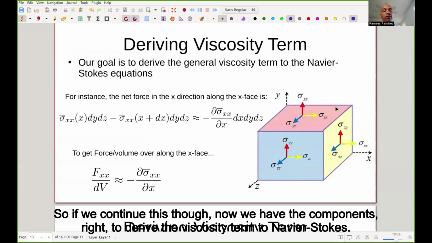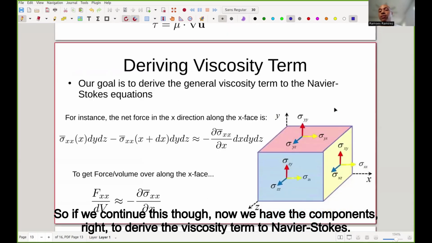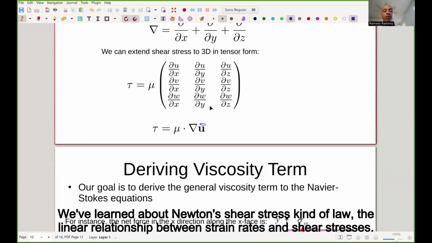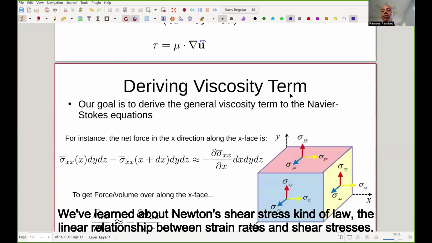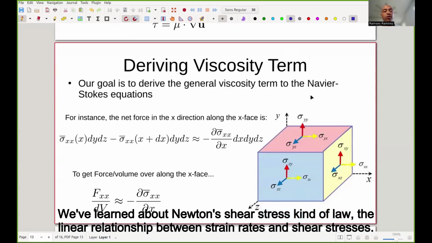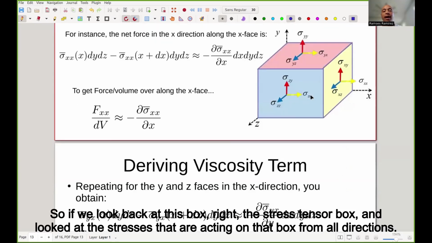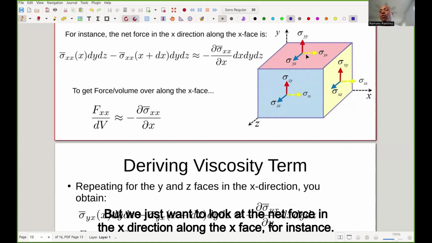So if we continue this though, now we have the components to derive the viscosity term in Navier-Stokes. We've learned about stress tensors. We've learned about Newton's shear stress law, the linear relationship between strain rates and shear stresses. And our goal is to derive the viscosity term. So if we look back at the stress tensor box, and look at the stresses acting on that box from all directions, we just want to look at the net force in the x direction along the x face, for instance.